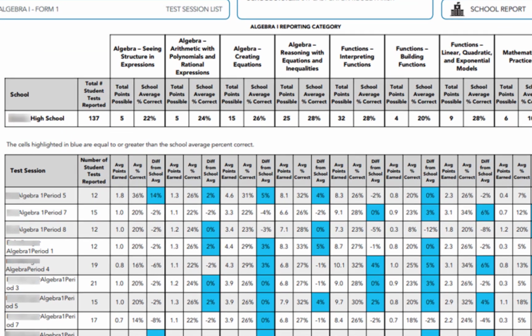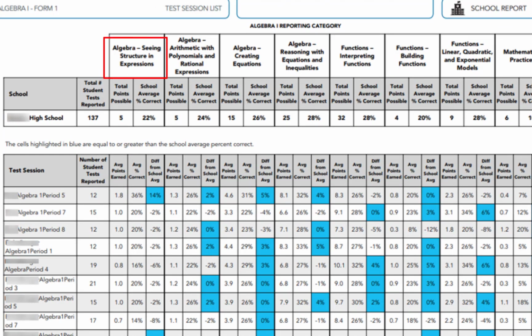And so for the first one, algebra, where it says see instructor in expressions, the total points possible is 5, and the school average is 22%. And here's the breakdown of each of those classes that made up this 137. So for example, for teacher A, the very first one listed, there were 12 students. On average, the student received 1.8 out of 5 for 36% correct. Notice that 36% is above 22%, the school average, so that's why you see blue.